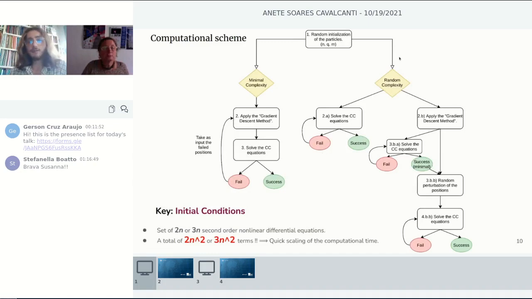For the case of random complexity, we can go pure brute force and directly solve the central configuration equations, or we can do something a little bit more elegant, which is what we have mainly done, because it gives a better result. First we apply the gradient descent method, so we obtain a configuration of minimal complexity. But because we don't want a minimal one, we want a random one, we can slightly perturb this position and then solve again the central configuration equations.